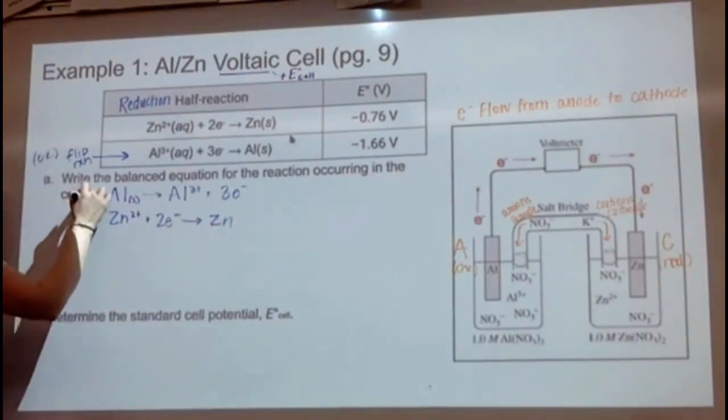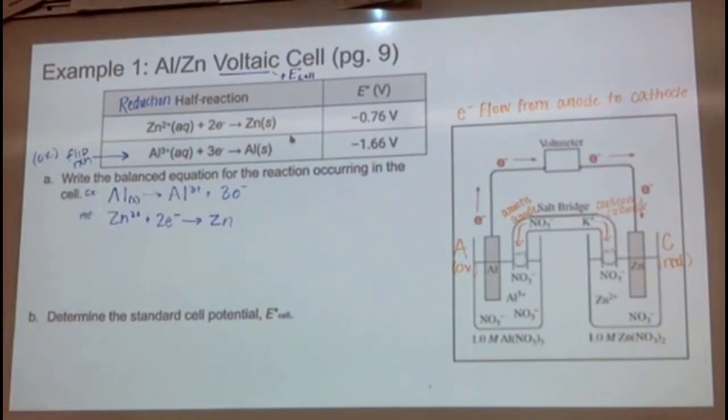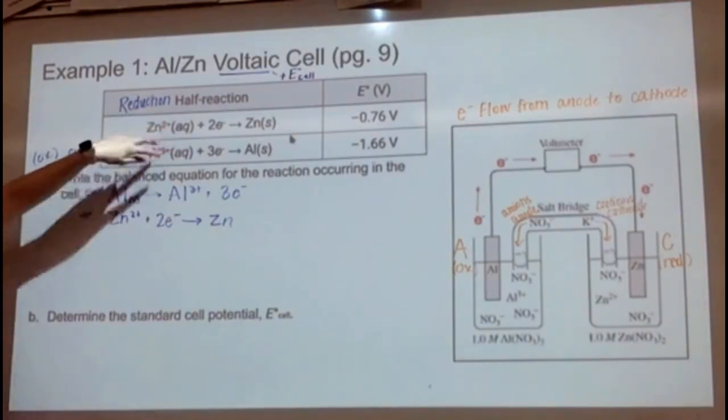So here's my oxidation half reaction. Here's the reduction half reaction. Remember, a voltaic or galvanic cell needs both. You cannot have one without the other. You cannot have 2 reduction half reactions occurring. You can't have 2 oxidation half reactions occurring. So you'll always have to flip one of the reactions because this is always showing reduction.